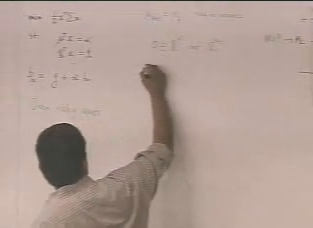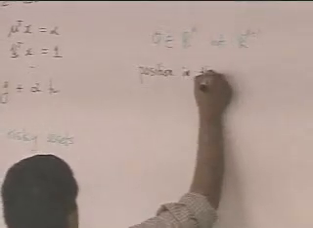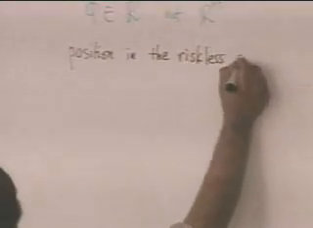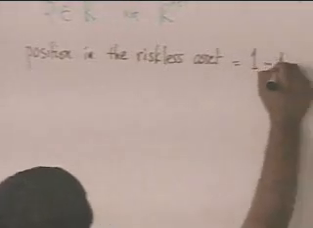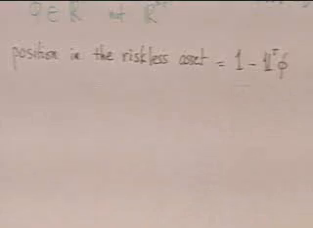And the position in the riskless asset is simply given by the scalar 1 minus the vector 1 transpose phi. You add up all the positions in the risky assets and subtract it from 1. That tells you how much you're holding in the riskless asset.